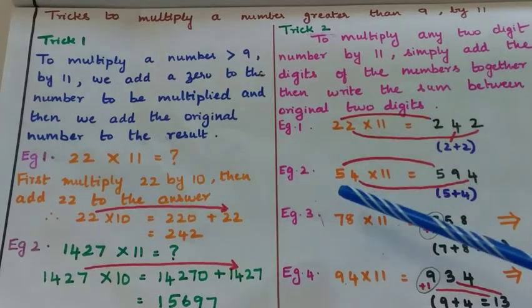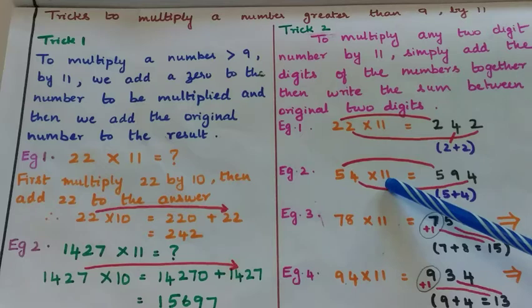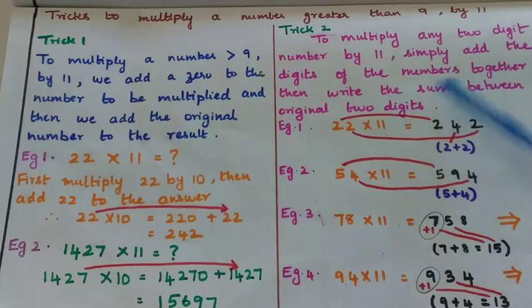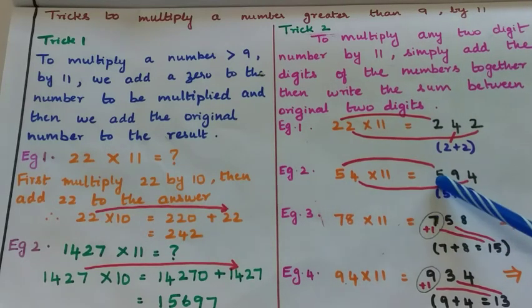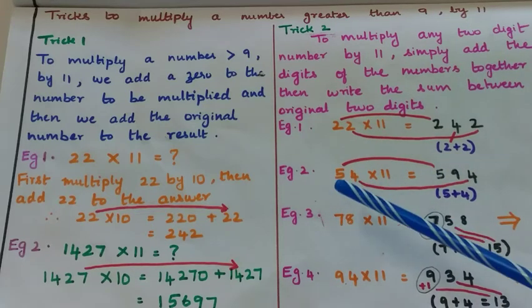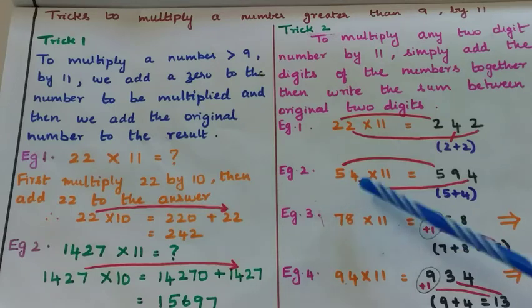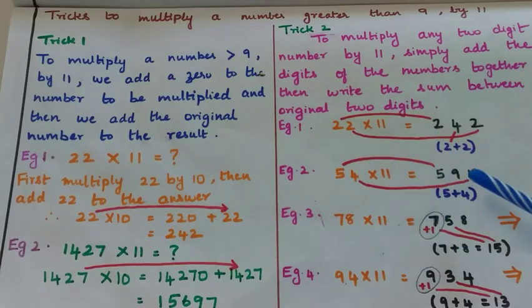Now let's take another example where 54 has to be multiplied by 11. According to this trick, you need to write 5 as the first digit and 4 as the last digit, and you need to add 5 and 4. So what is 5 plus 4? It is nothing but 9. So 9 has to be written in between these two digits to obtain the result 594.